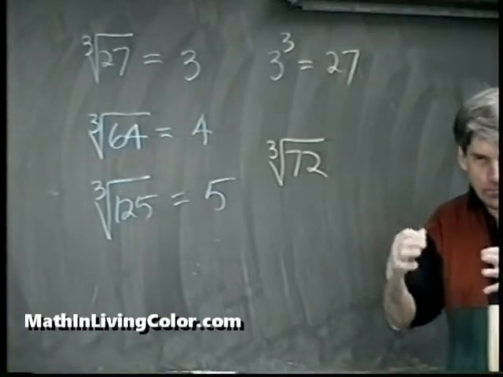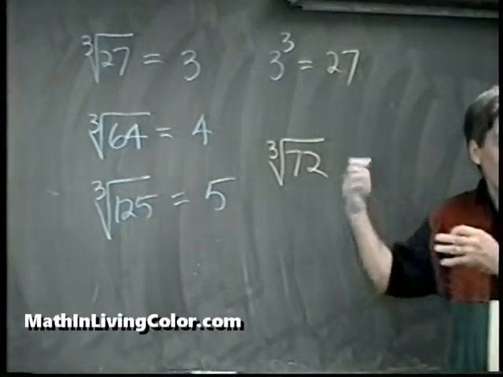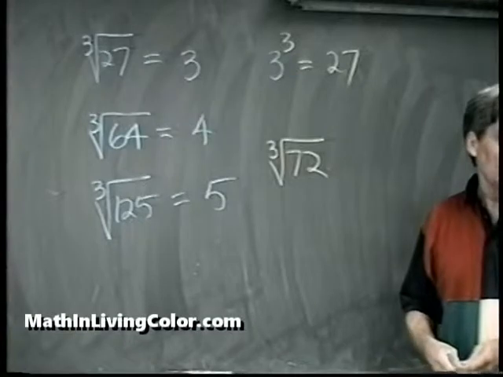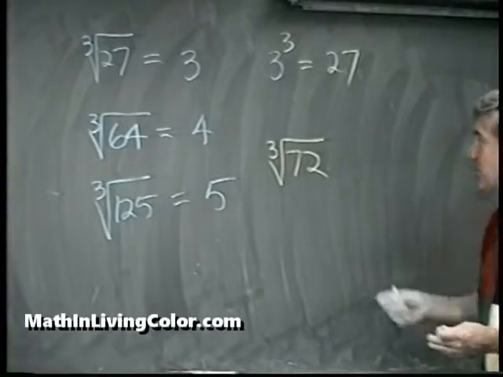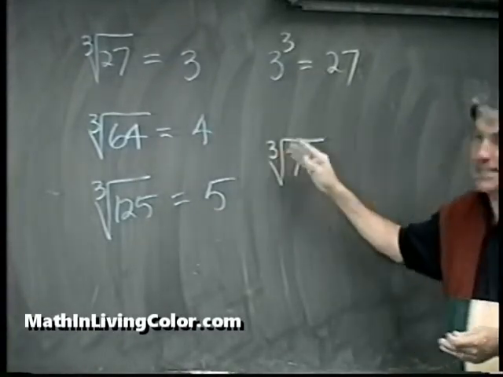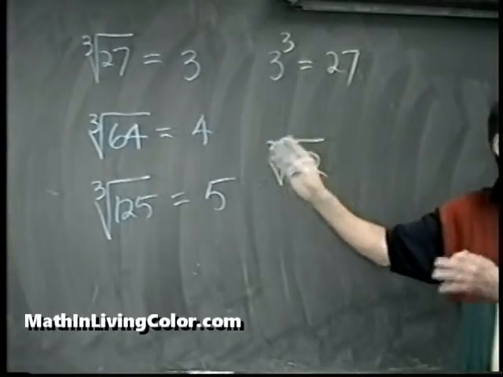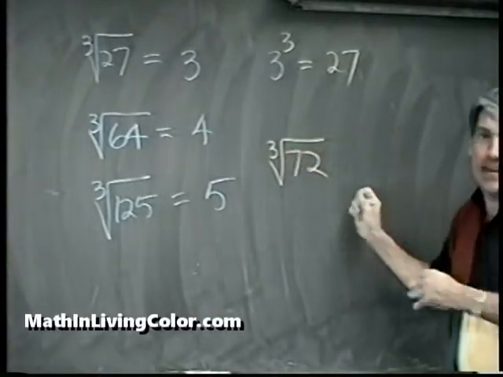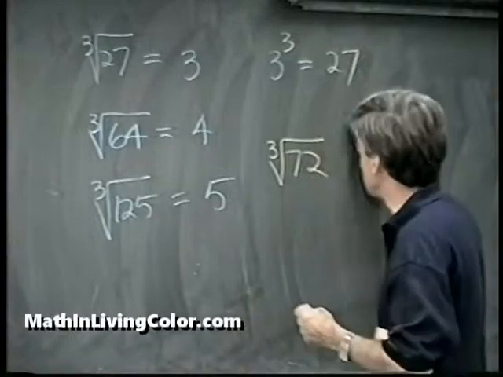There is no whole number that you can cube and get 72. So what we'd have to do would be simplify it by breaking it down into a product of a perfect cube times some other number. We're going to get to that next. So hang on to that thought. We'll come back to this idea.